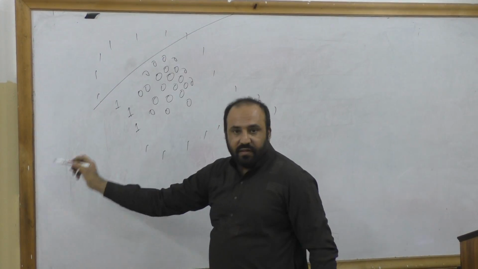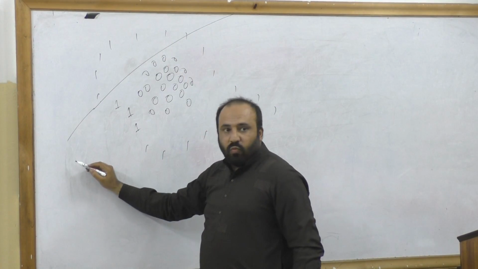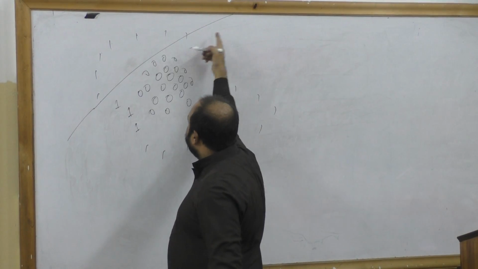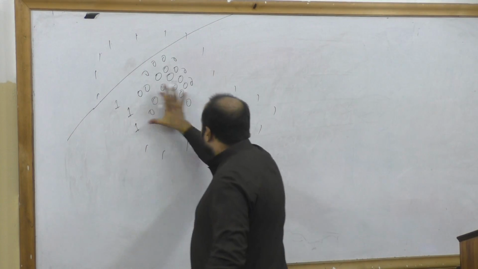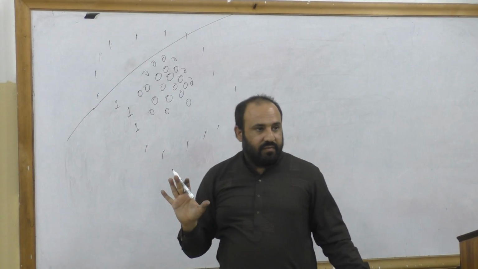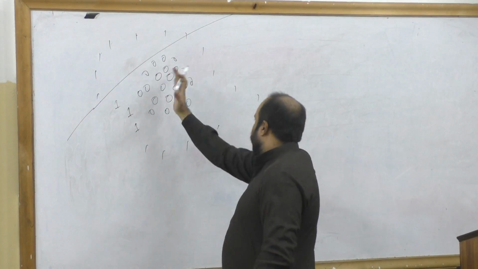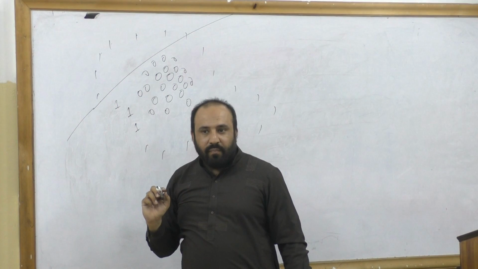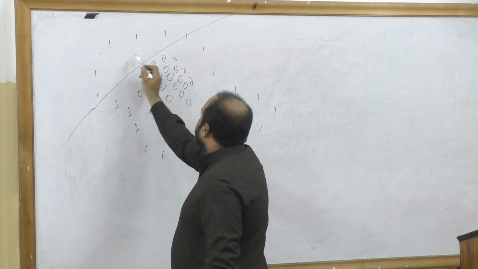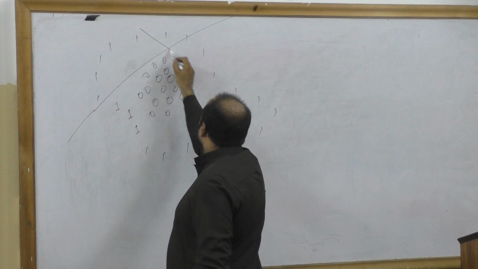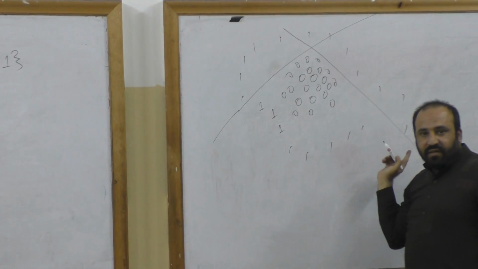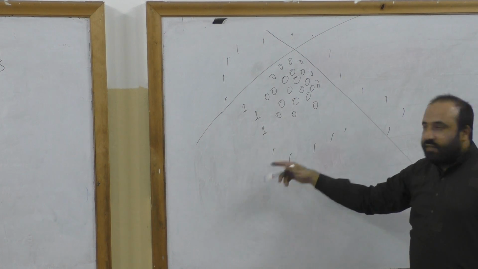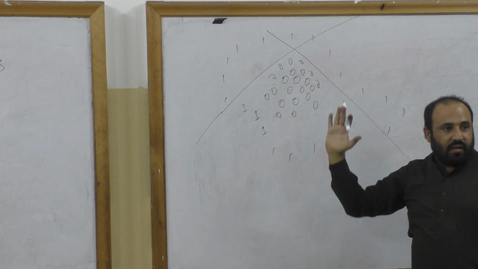Now, if this is a separator, for all these points the value of the separator is 1, and for all these points the value of the separator is 0. Because all these are on this side, and all of these points are on this side. Make sense? If I have another separator, then all the points on this side are 0, and all the points on this side are 1.